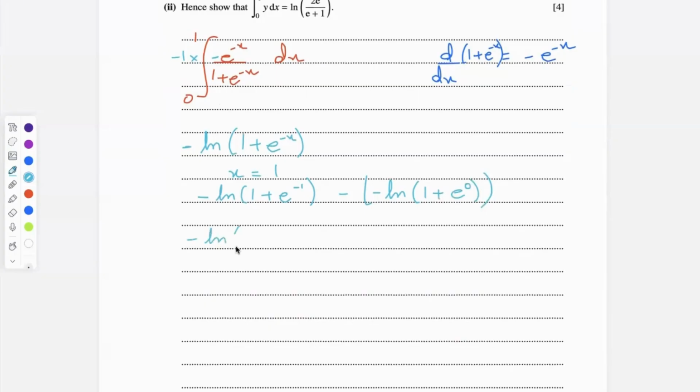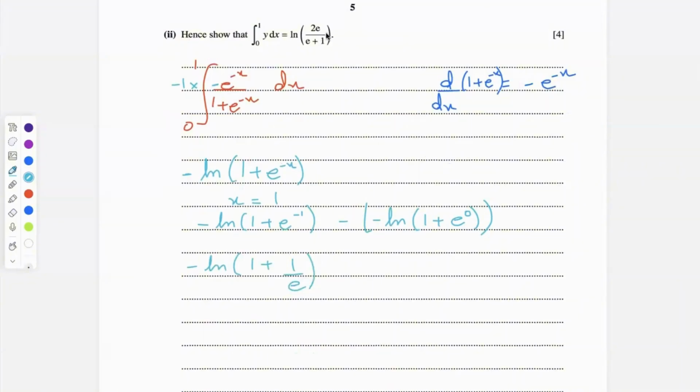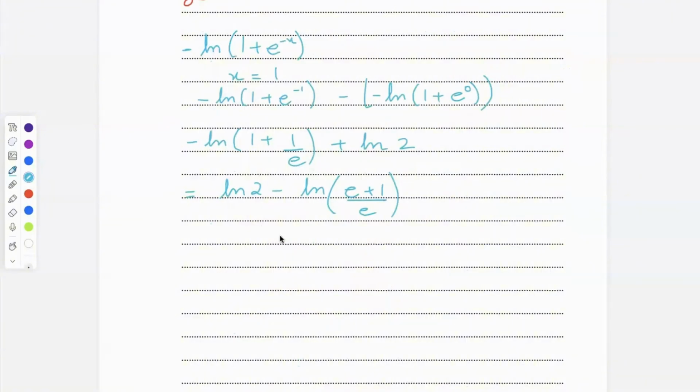Simplifying this, first we can write this as 1 plus 1 upon e, as in the expression we can see that we don't have a negative power with the exponential function. So now this will become plus ln of 1 plus 1, which becomes 2. Now to make it easier, we can write this as ln of 2 minus ln of, and over here we can take the LCM, so this will become (e plus 1) divided by e. Now when it is subtracting, we divide the functions. So simplifying this, we'll get ln of 2 divided by (e plus 1) upon e.